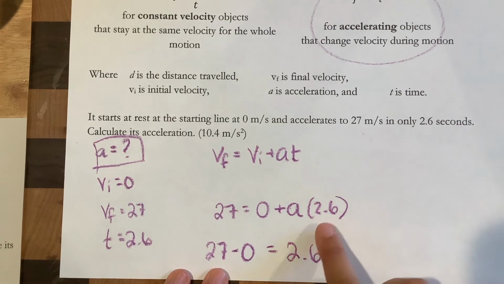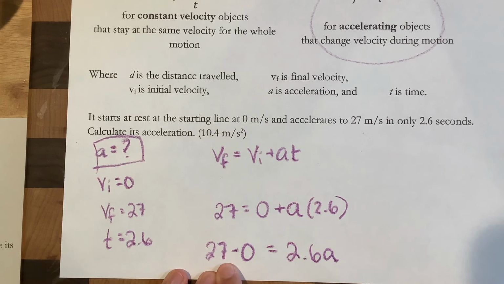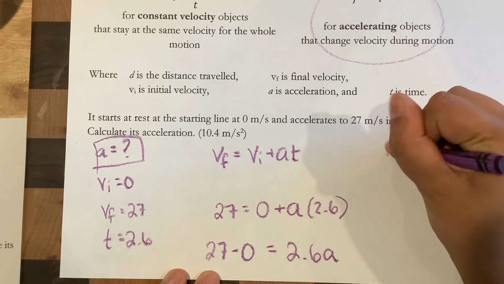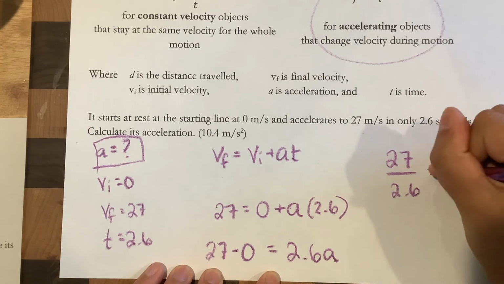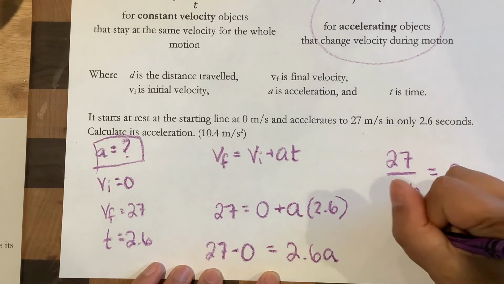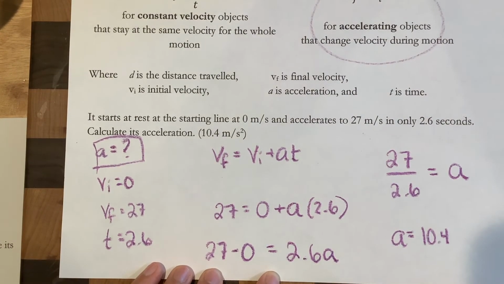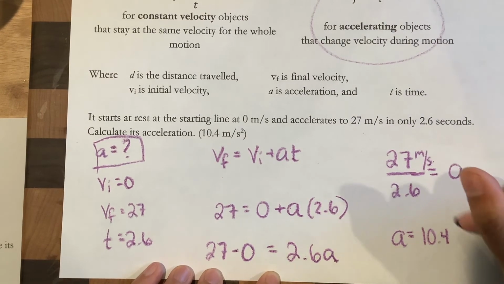And if you're funny about the order here, I switched 2.6 and A because it's multiplying. It doesn't matter in what order I evaluate that. So this says 27 equals 2.6A. To get A by itself, I'm going to divide by 2.6 on both sides to get A. When I substitute this into my calculator, that's 10.4. And the units, it's meters per second over seconds.